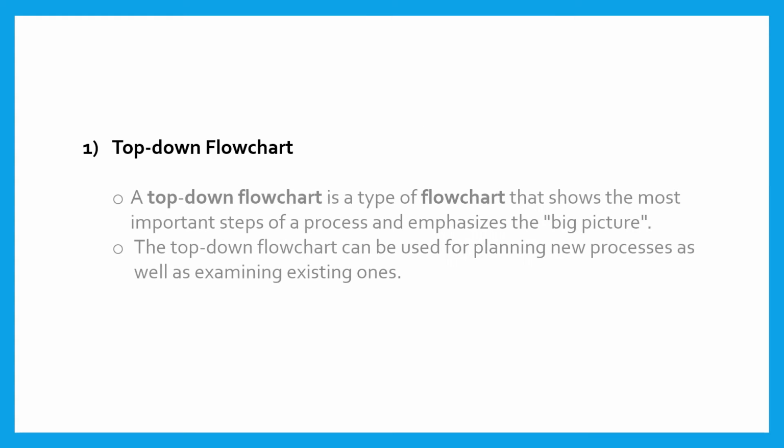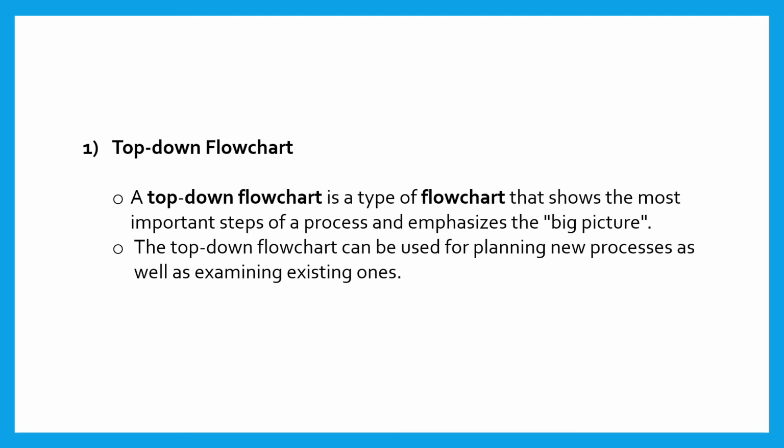Top-down flowchart. A top-down flowchart is a type of flowchart that shows the most important steps of a process and emphasizes the big picture. In this type of flowchart, only the most basic steps of the process are included, not more than 5 or 6 steps. Major steps are included at the top of the flowchart in the order that they occur in the process. Under each major step, there are sub-steps listed in chronological order too.